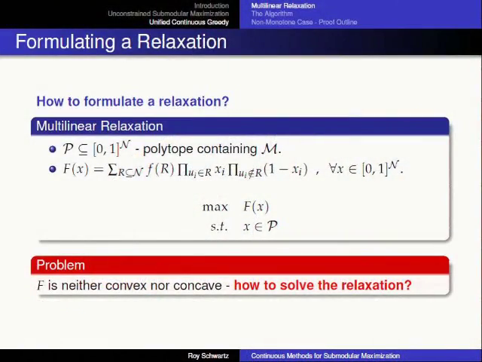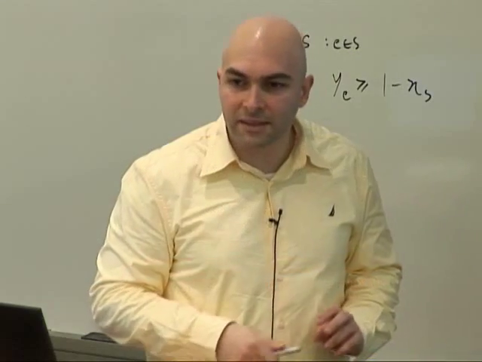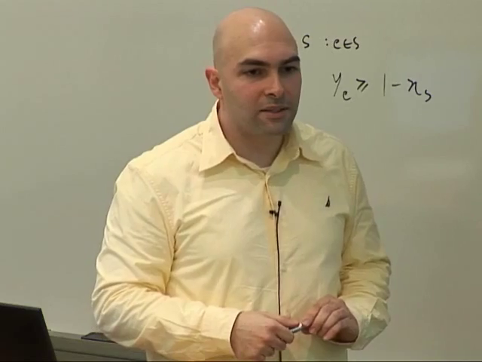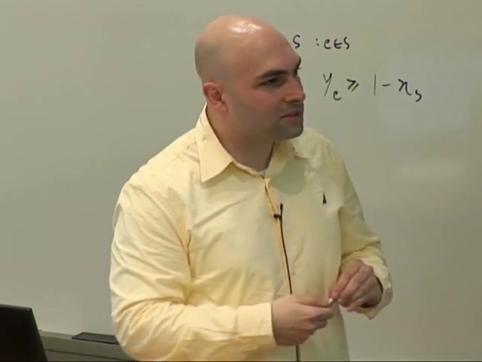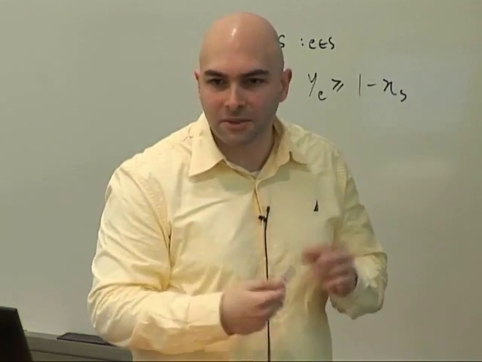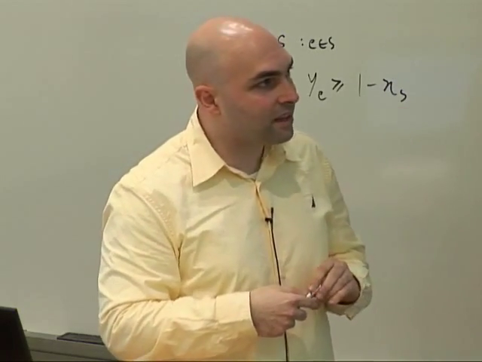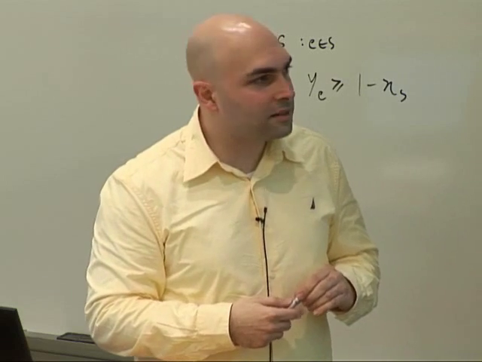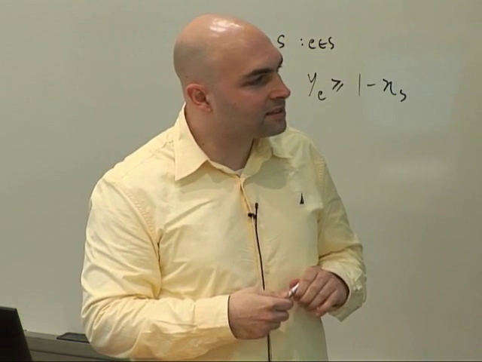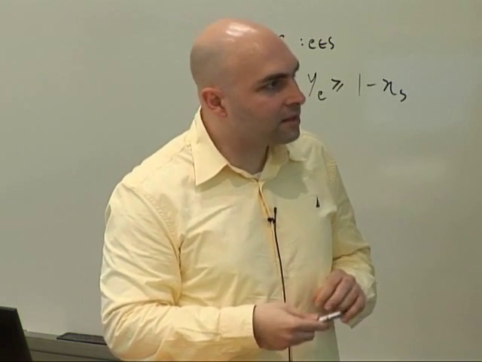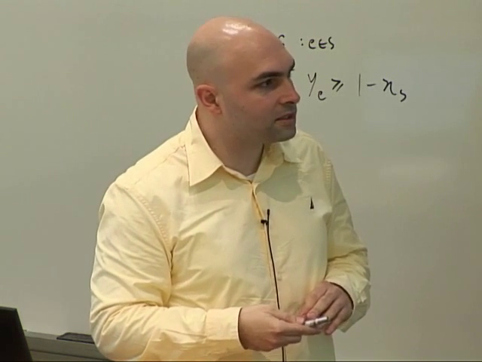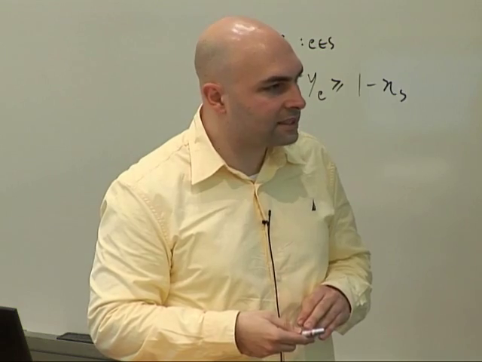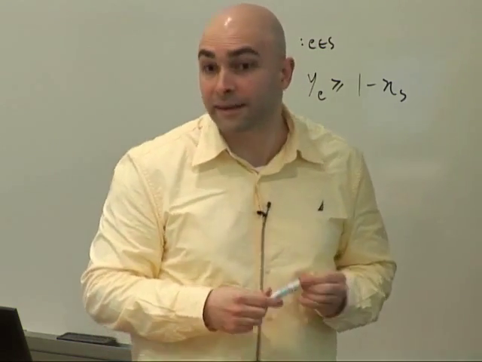The problem is that the objective now, the multilinear extension, is not convex and it's not concave. This is usually problematic because you can't use an off-the-shelf solver. This function doesn't have a very nice shape, but as we will see, it has some properties that still make it possible to compute good fractional solutions, despite the fact that it's not convex and it's not concave.